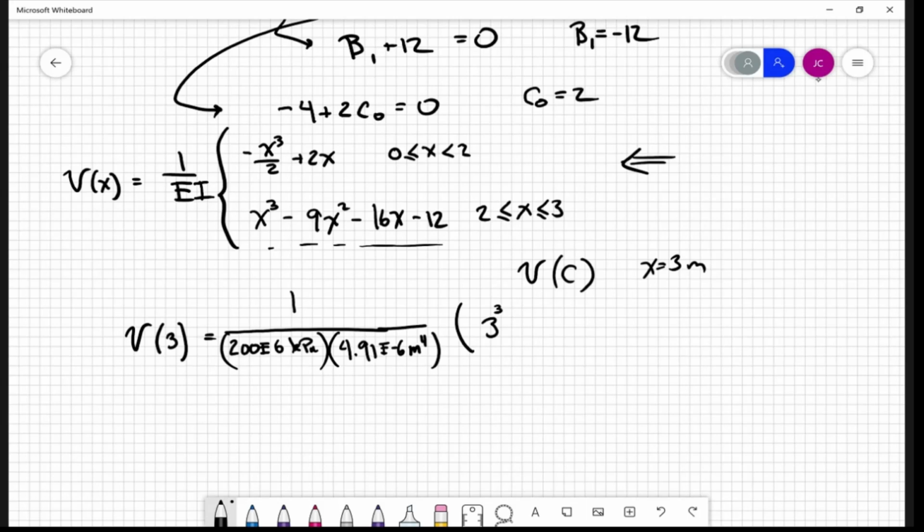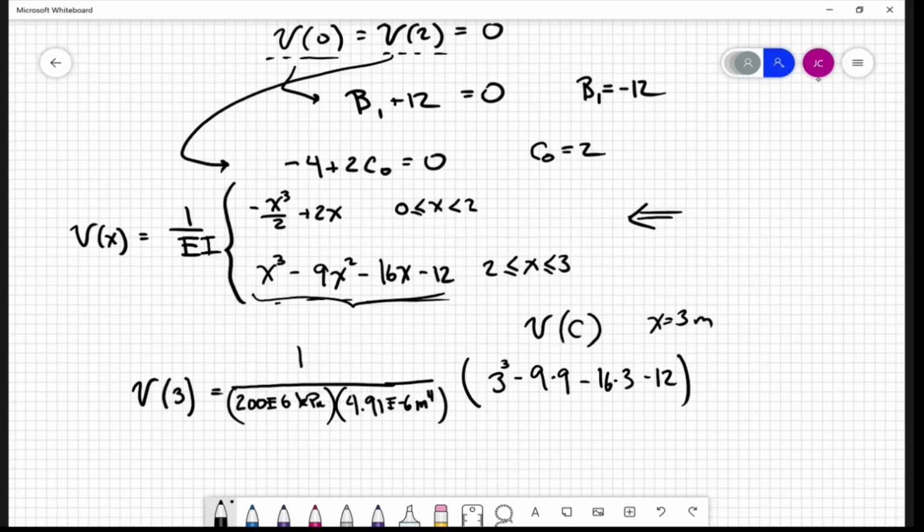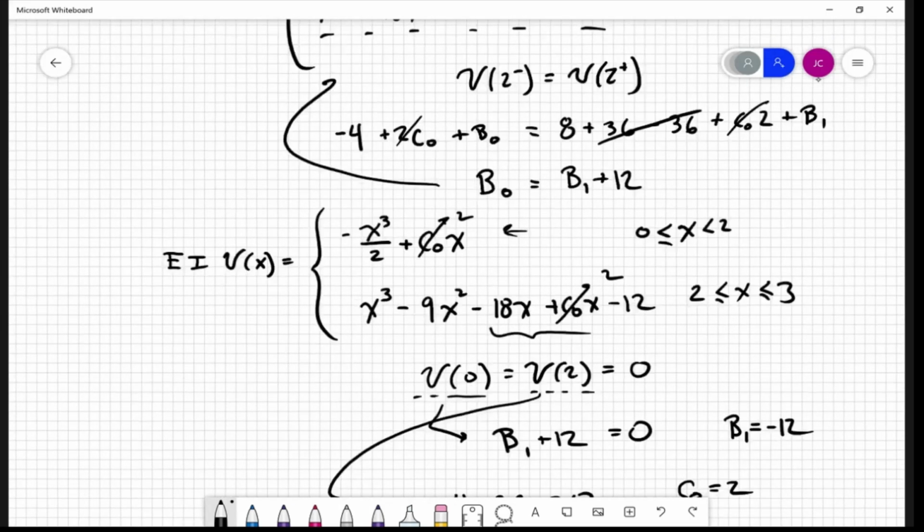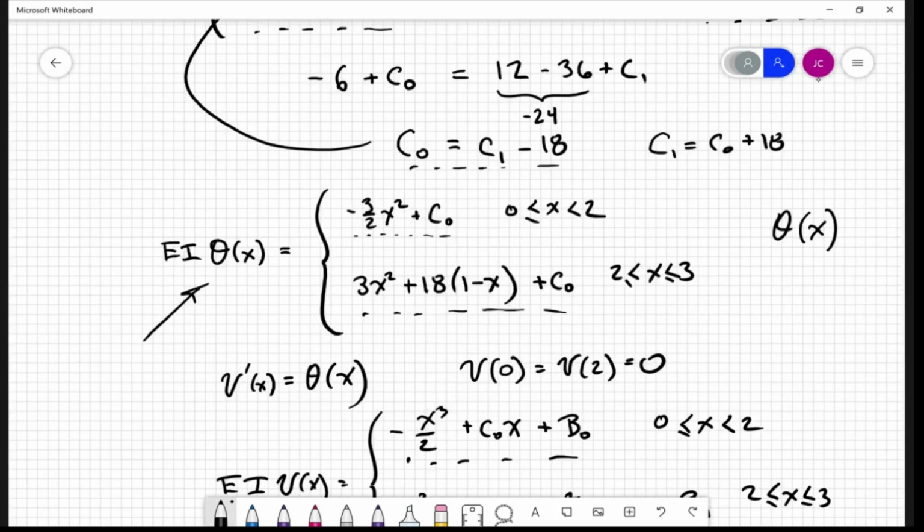3 cubed minus 9 times 3 times 3, 9 again, minus 16 times 3 minus 12. Okay, so this, well, yeah, we should end up with meters, right? So this has units of, let's just be a little careful on this, right? So obviously there's going to be force upstairs. So let's talk a little bit about that because I did drop the units, right?